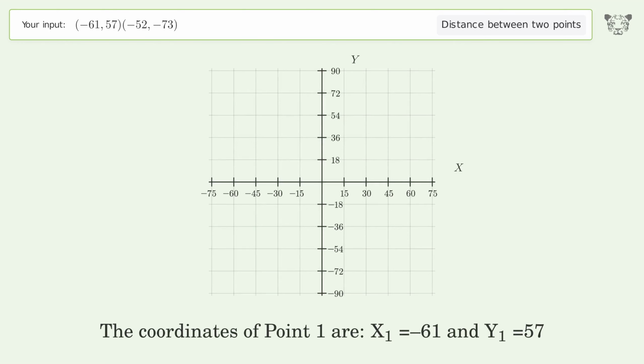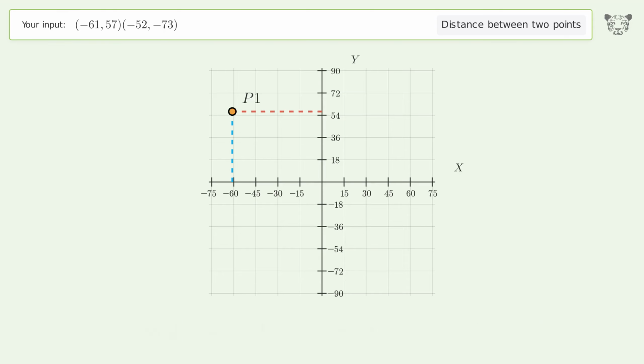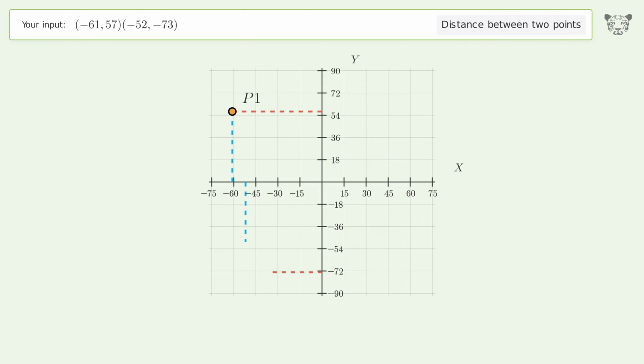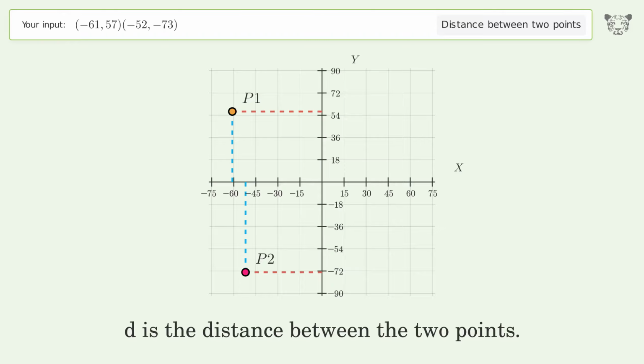The coordinates of point 1 are x1 equals -61 and y1 equals 57. The coordinates of point 2 are x2 equals -52 and y2 equals -73. D is the distance between the 2 points.